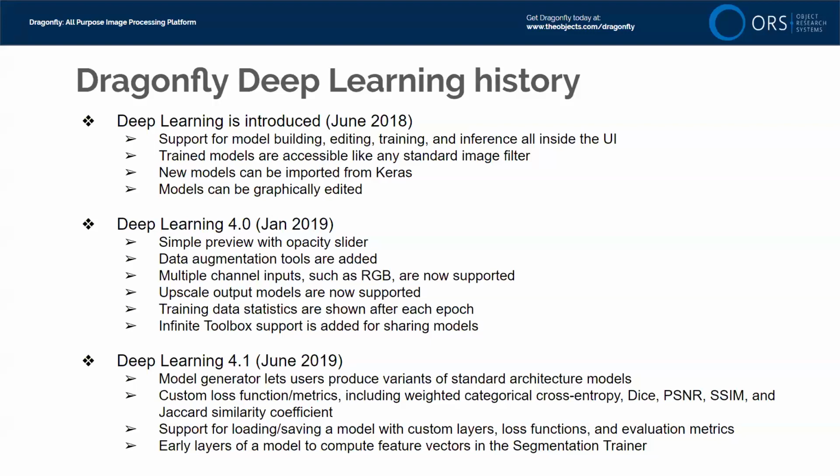Dragonfly 4.0. We added some features. So there's a simple preview with an opacity filter that makes it very easy to determine, for any data set I have, I might compare and look at the results of 5 or 6 different previously trained models. And then once I see the one that gives a good preview, I could hit apply and apply it to the whole stack. We also introduced data augmentation tools, which I do want to talk about a little bit today. This can greatly help your workflow.